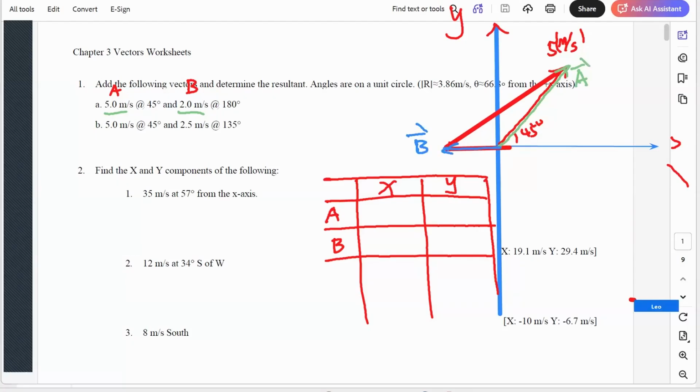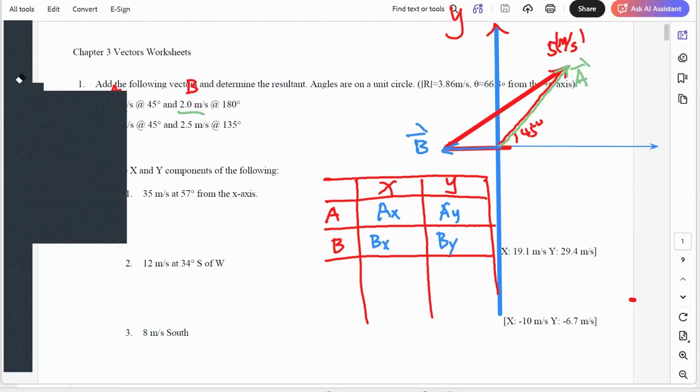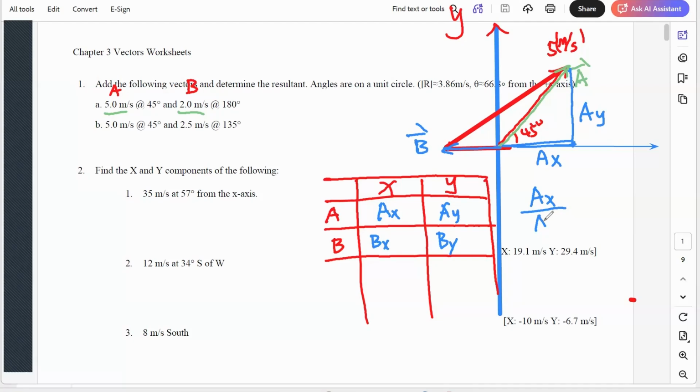So can you find X? Over here, this is AX, this is AY. This is BX, this is BY. I think cosine of 45 degrees is 0.70711067. Is AY equal to AX? Yes. Because it's 45 degrees and y is 90, so it has to be 45 and 45. So it's some ratio of 1 to square root of 2.